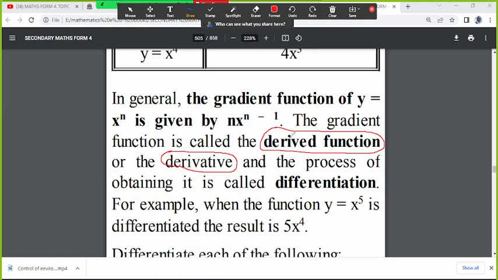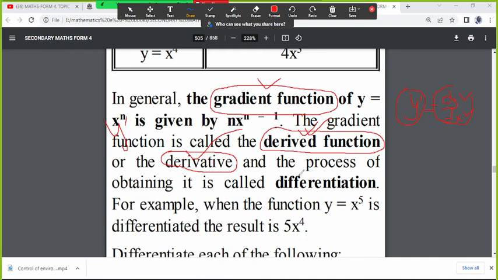When we say derivative, when we say derived function, when we say gradient function, we are referring to the same thing. And then we said it can also be denoted as y prime. It can also be said to be change in y over change in x, but normally we are going to call it dy/dx. All these things, dy/dx, y prime, gradient function, derived function, derivative, we shall be referring to the same thing.